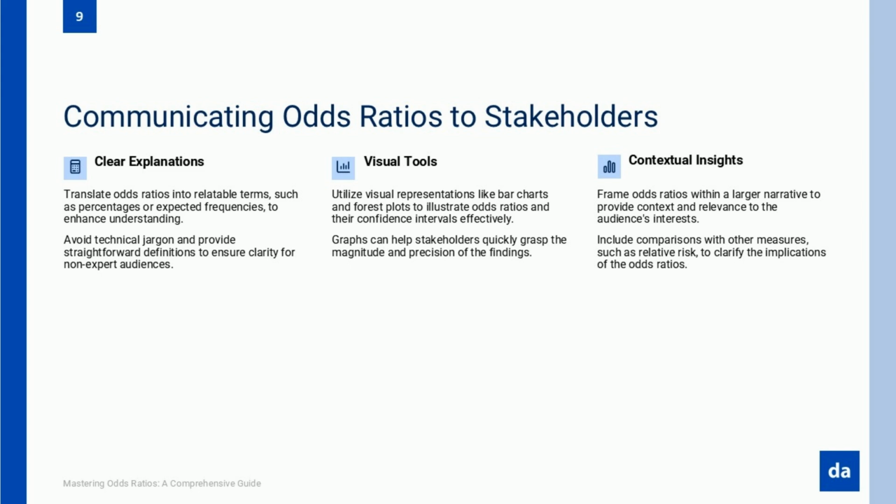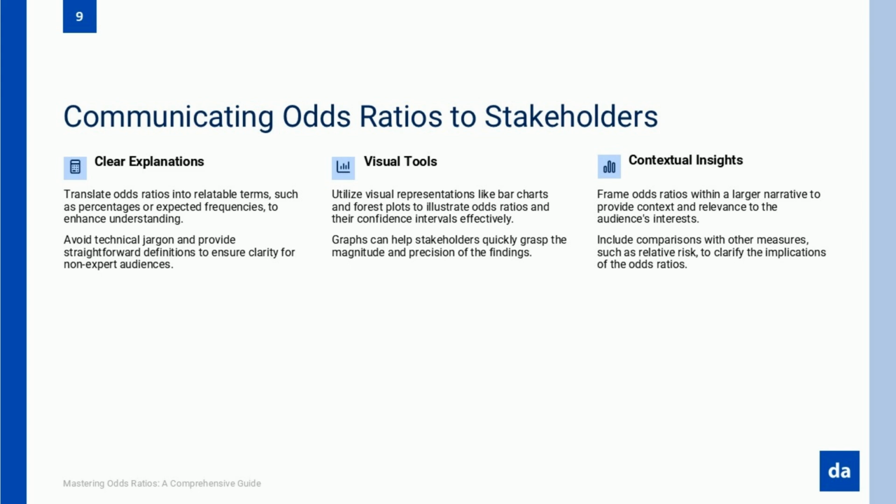It's also important to address potential misconceptions about odds ratios. Many people mistakenly interpret odds ratios as direct measures of risk, which can lead to incorrect conclusions. Take the time to clarify the distinction between odds ratios and other measures of association, such as relative risk. Explain that while odds ratios are valuable tools for comparing groups, they should not be directly interpreted as probabilities or risk ratios, especially when dealing with common events.